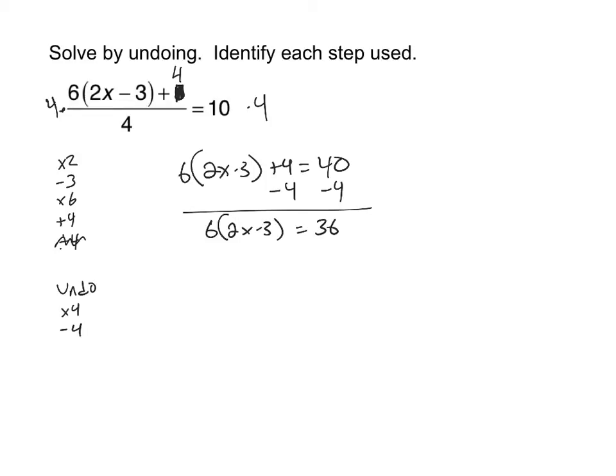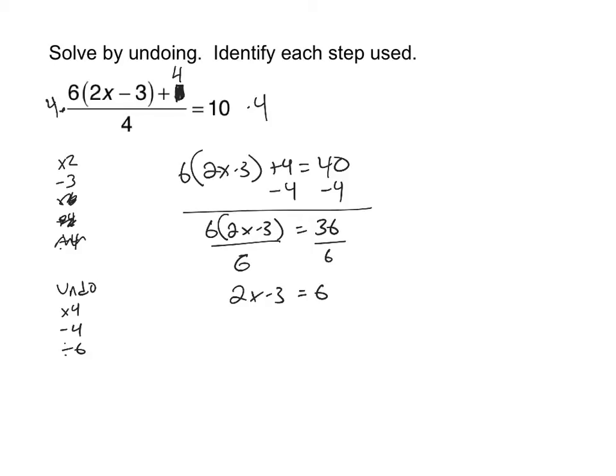Great. Let's undo multiply by 6, and we're going to do some dividing by 6. And I know that's where you might say, well, I want to do the distributive property. Go ahead if you want. It's okay, you don't have to do it my way. Just get it right. So we get 2x minus 3 equals 6.